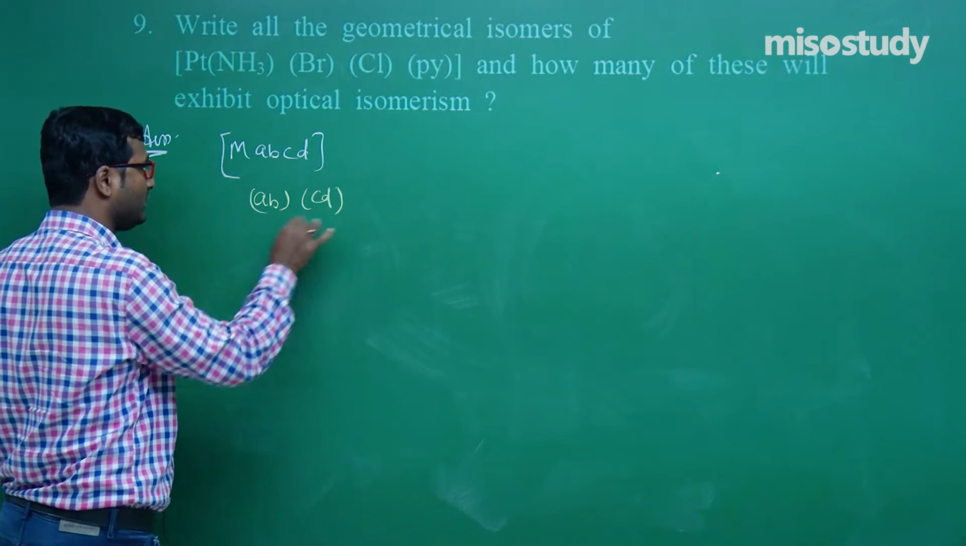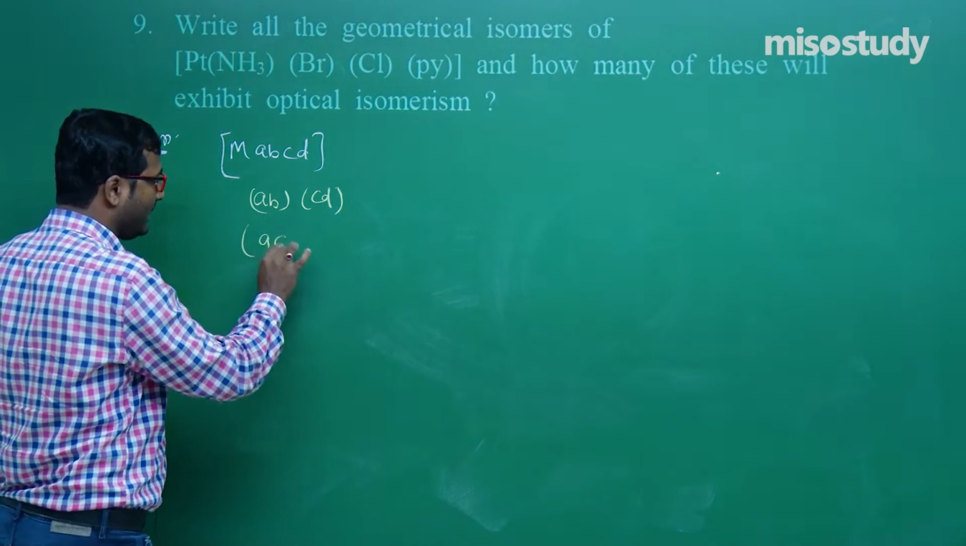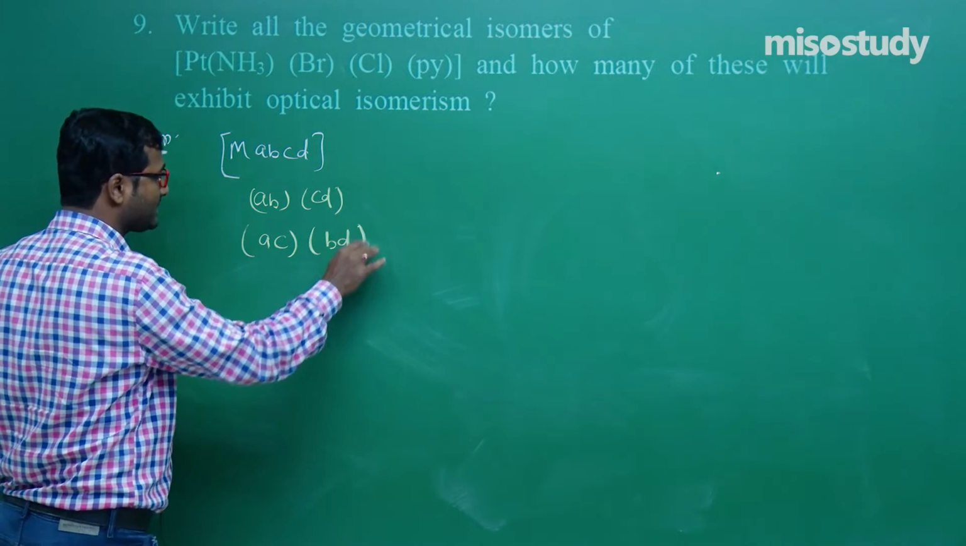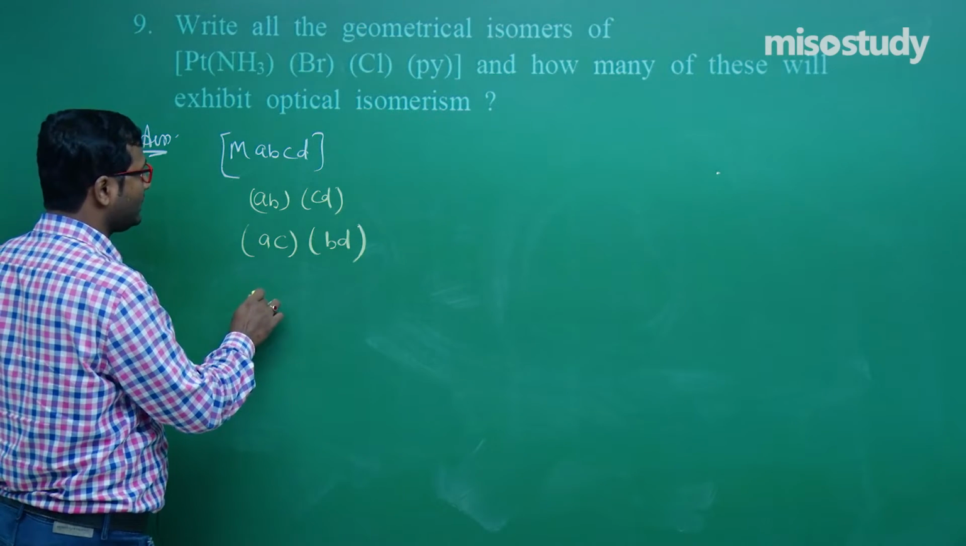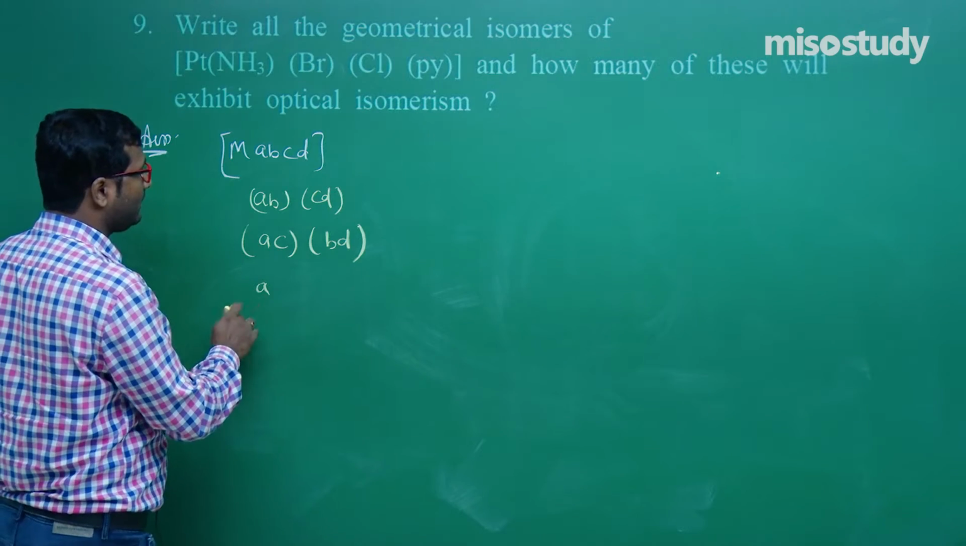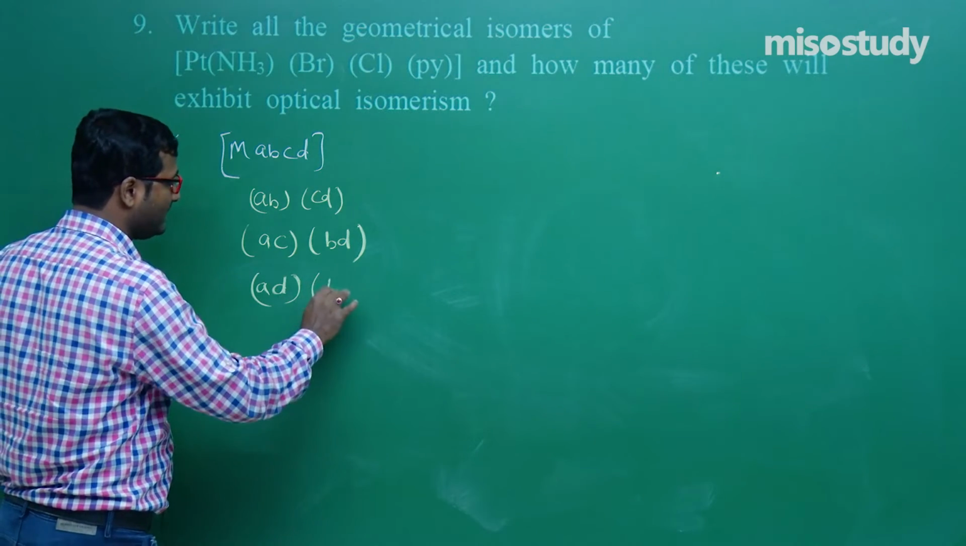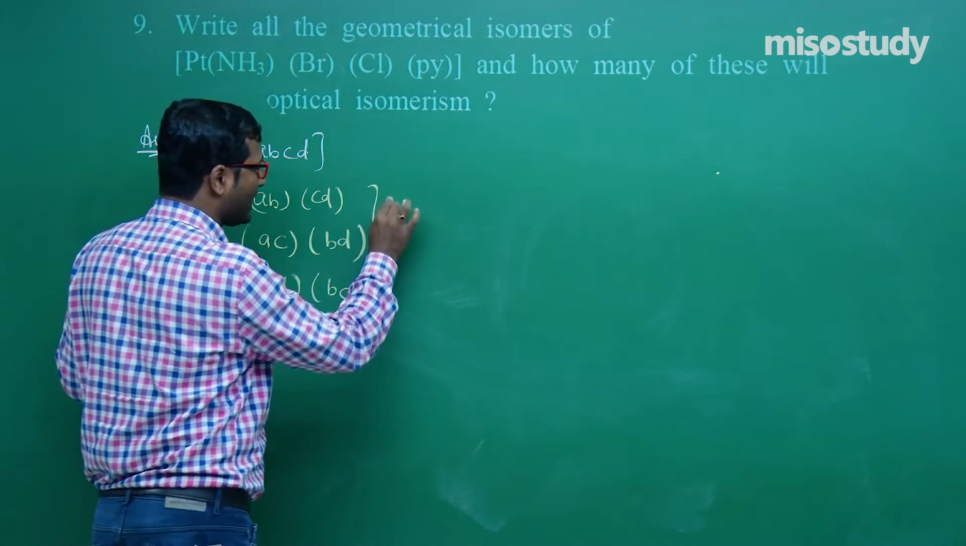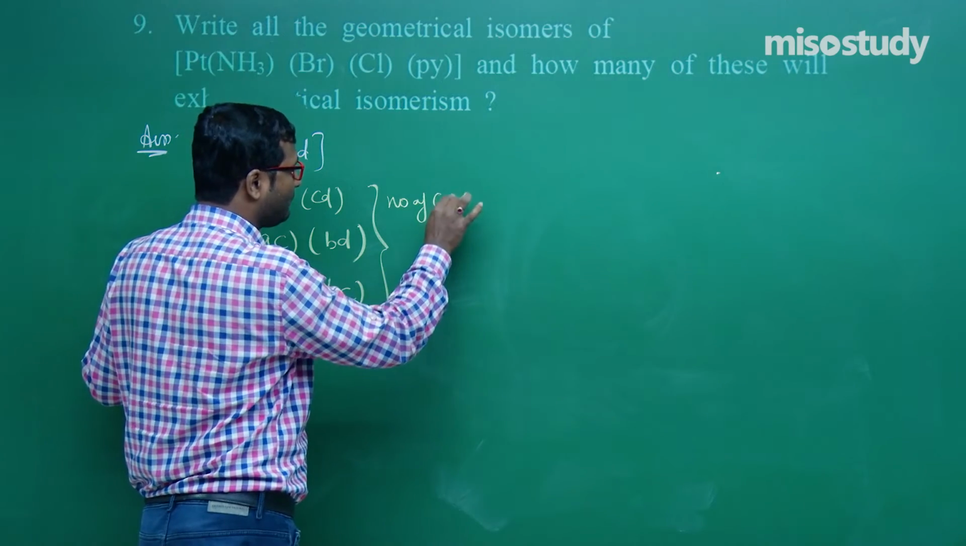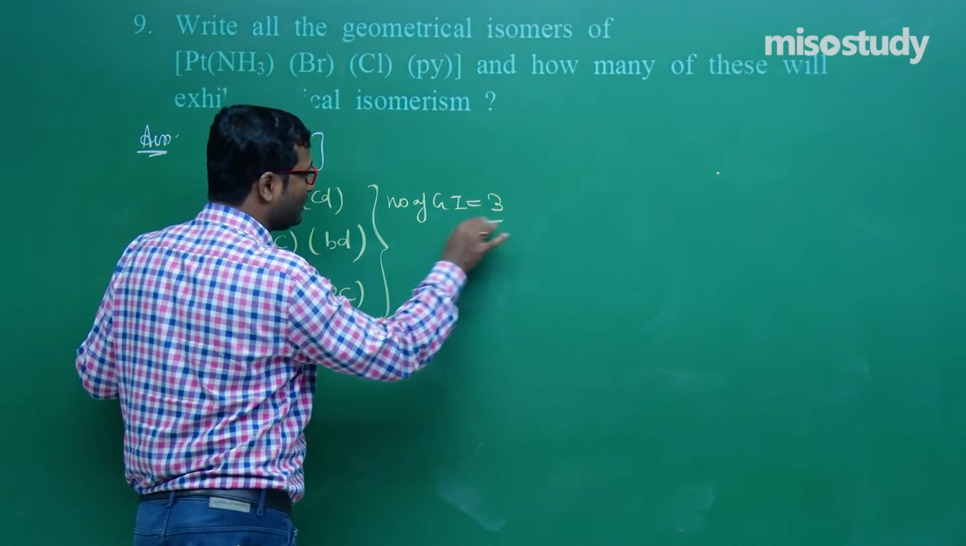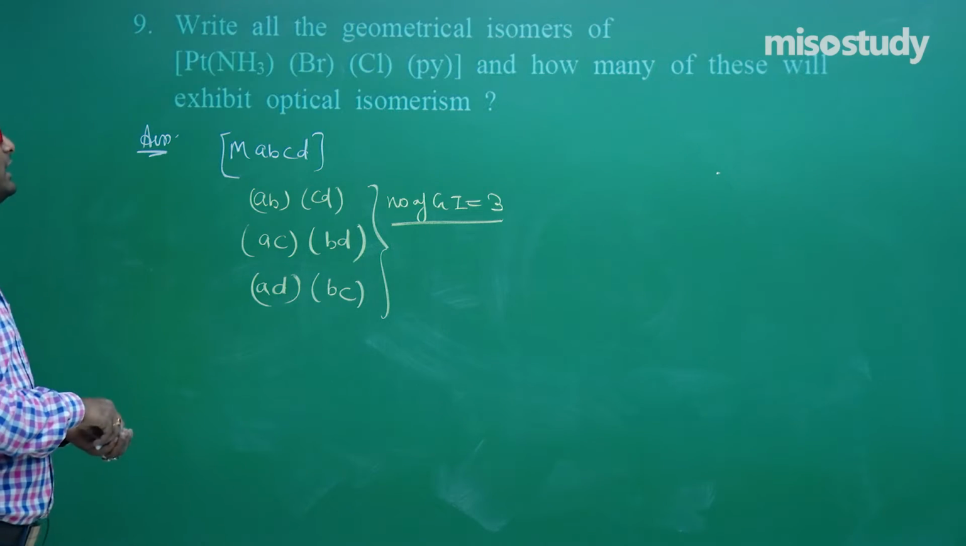ABCD, first combination. Second combination, ACBD. Now, the next combination is ADBC. So, three combinations. So, the number of geometrical isomers is equal to 3. This is one of the shortest techniques to find it out.